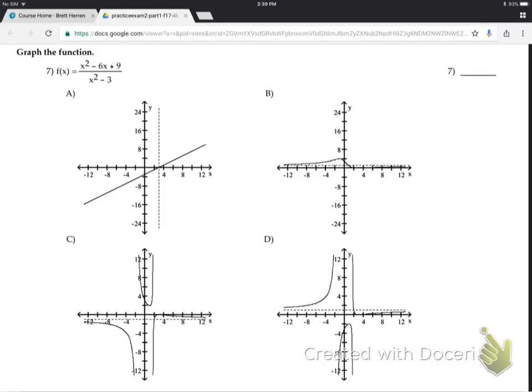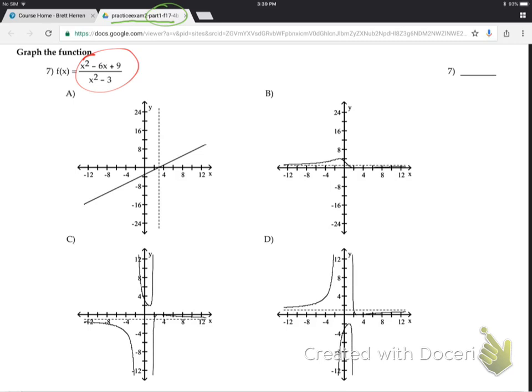Okay, I'm going to solve practice exam number 2, part 1, question 7, and then I'm going to do question 9. These are especially tricky questions, I think. Okay, so how do we do this? Looking at this fraction here that we're trying to graph. It's one of these 4 graphs, A, B, C, D. There's no E. There's no none of the above, so we know it's one of those 4.